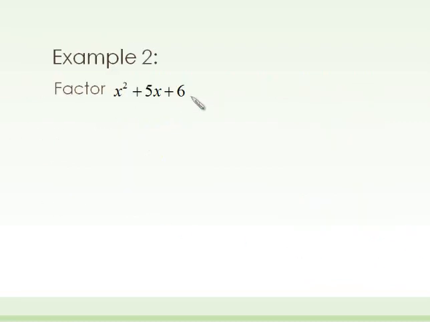Example 2. Let's go ahead and solve for this one. Now here it doesn't have the equal 0, so we're just going to put the equals to 0, and we're going to go ahead and factor this.